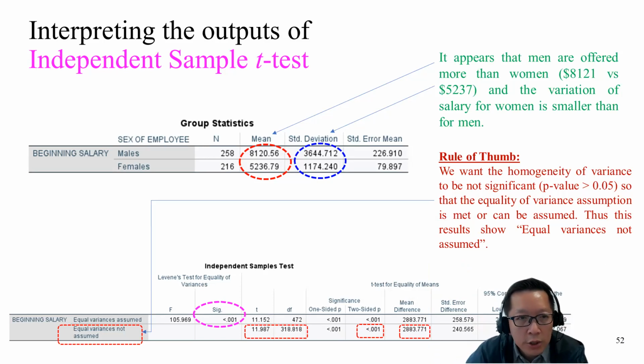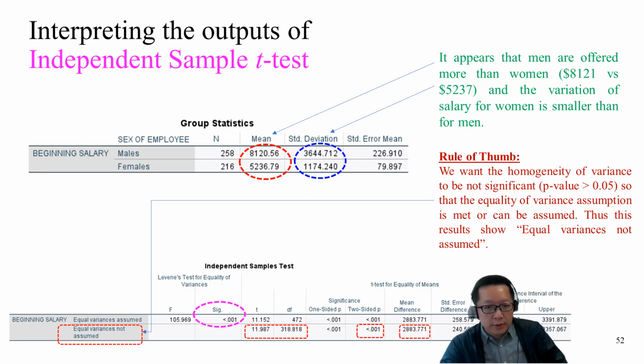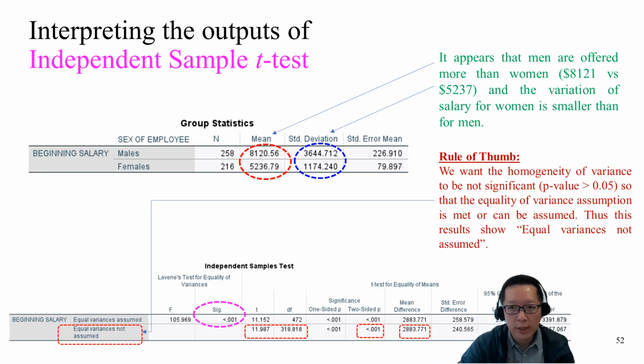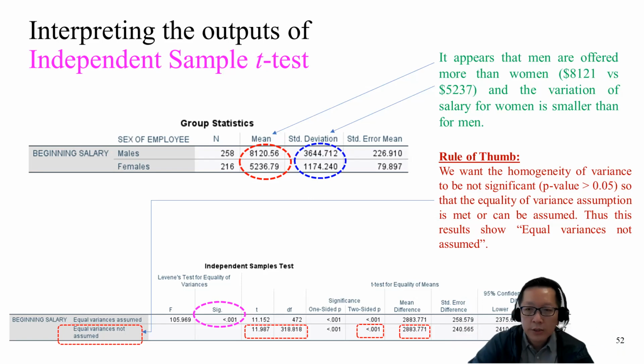And then you need to look at the Levene's test of equality of variances. Remember the assumption here for the t-test: the rule of thumb is you want your homogeneity of variance test to be not significant. You want the p-value to be greater than 0.05 so that you can claim there's a difference. So that is the assumption that you need to have.